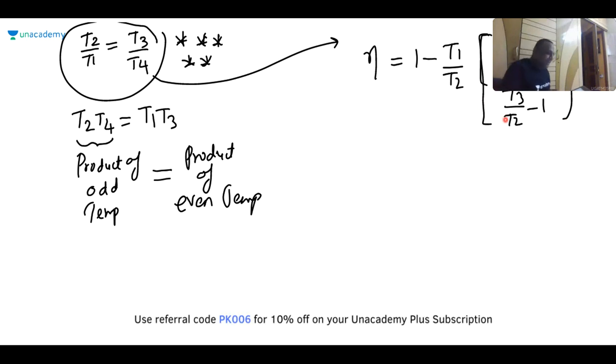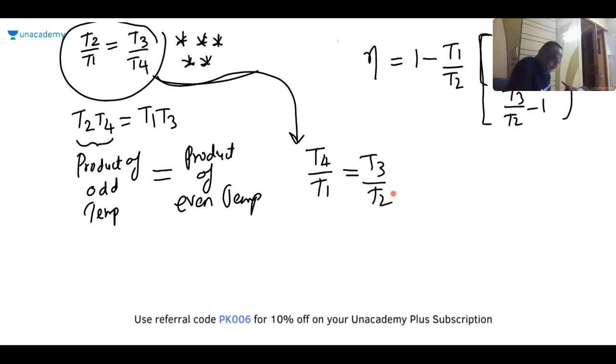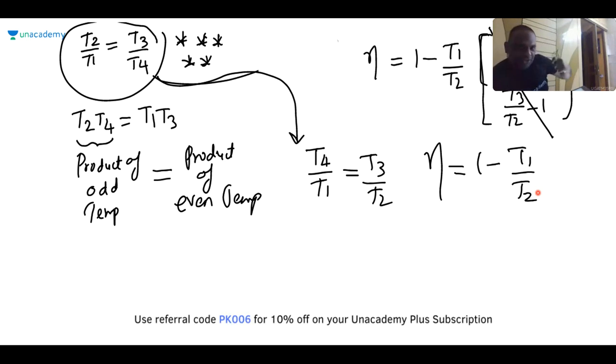Now look, take this equation, my dear students. Don't be in a hurry. What I want is T4 by T1. Bring T4 here and T2 here. So T4 by T1 is equal to T3 by T2. Remember, T4 by T1 is the same as T3 by T2. So this T4 by T1 can be written as T3 by T2. T3 by T2 minus 1 and T3 by T2 minus 1 will cancel, because T4 by T1 is the same as T3 by T2. So finally, the efficiency is 1 minus T1 by T2. Can you tell me what is T1? Temperature before compression. What is T2? Temperature after compression. So point 1 is before compression.